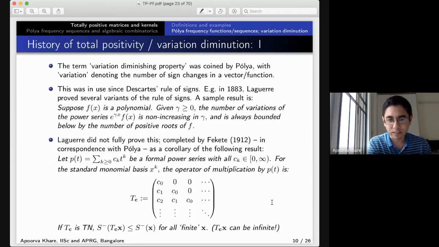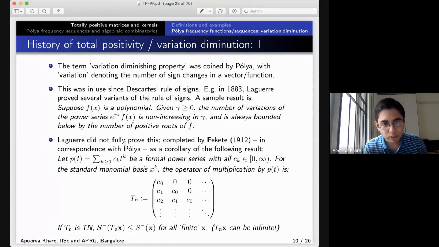So this is what Fekete claimed. If this infinite array is totally non-negative, then the same variation diminishing property holds for finite x. Finite x means Taylor series of polynomials. There are only finitely many non-zero terms. Notice that the output vector can be infinite, can have infinitely many non-zero coordinates, but in fact, this is the same result.